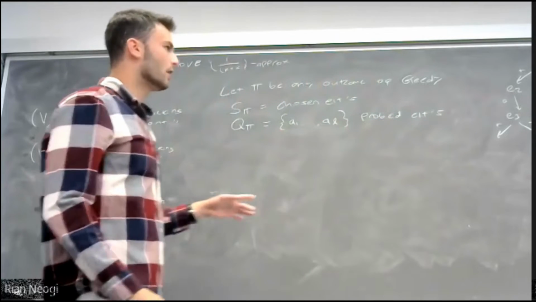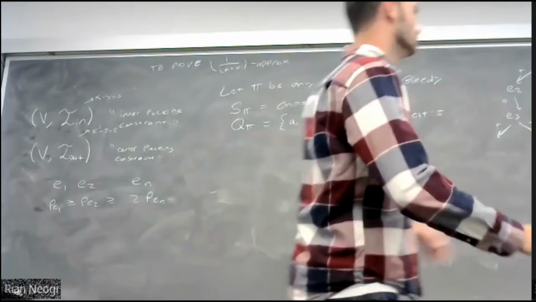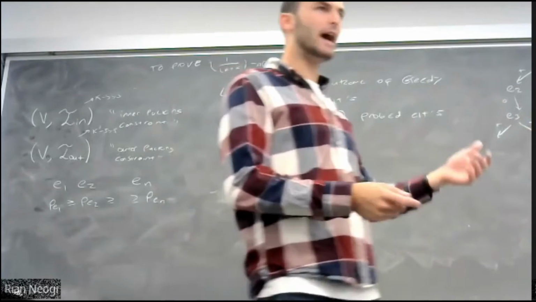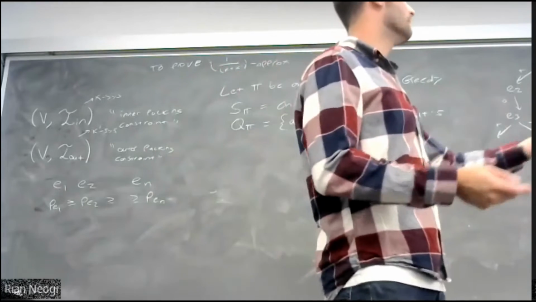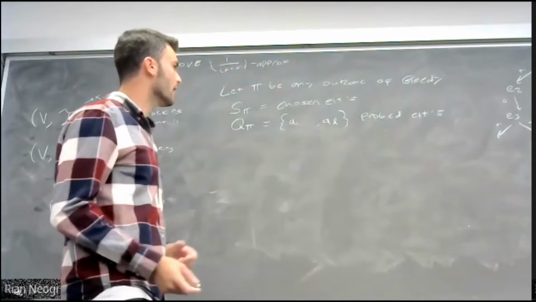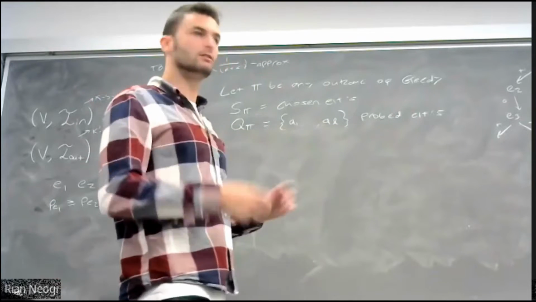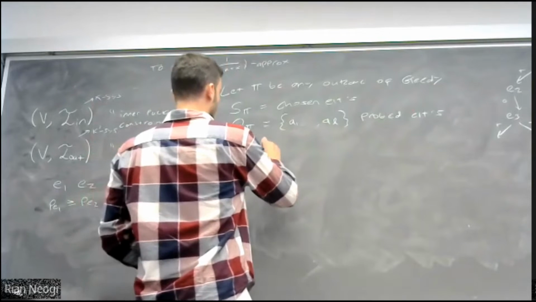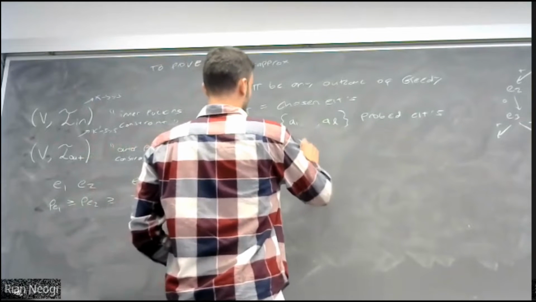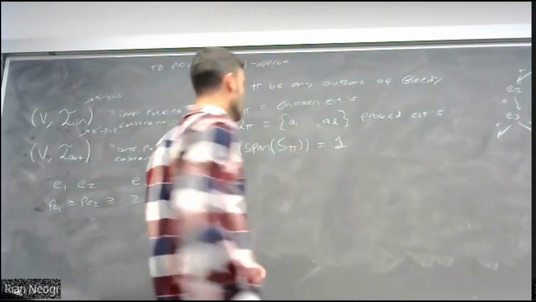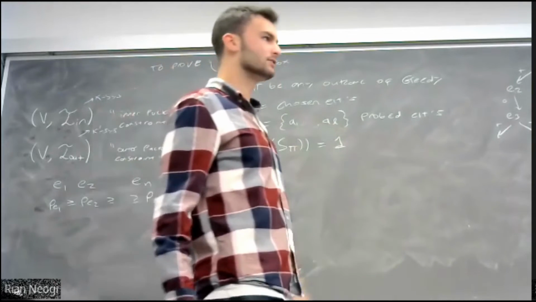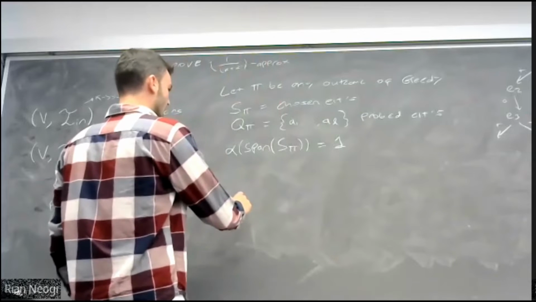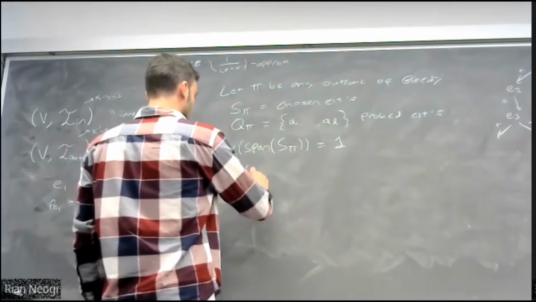Then we're going to define our dual variables as follows. So we have these alphas and these betas for every subset of the ground set. And I'm going to define as follows. Alpha of the span of S pi is going to be 1. All other alphas 0.